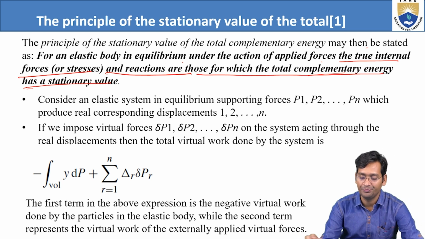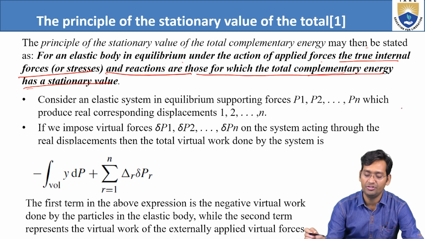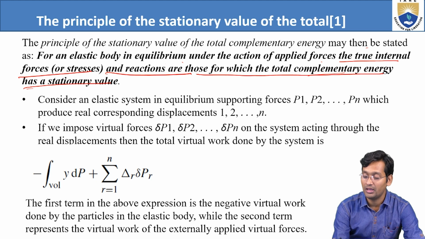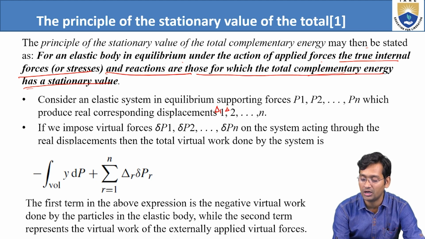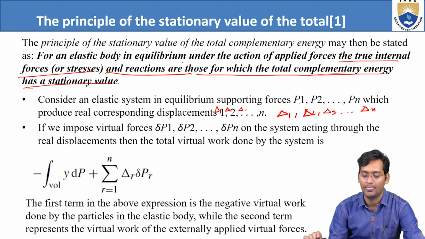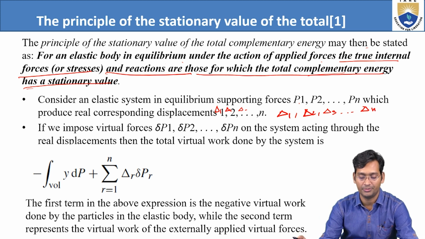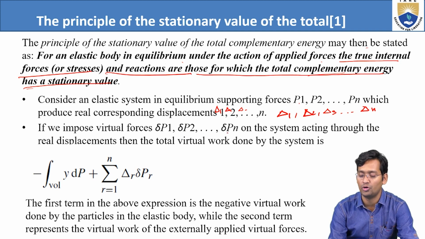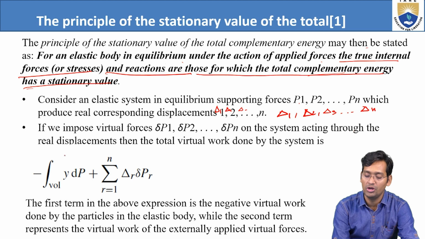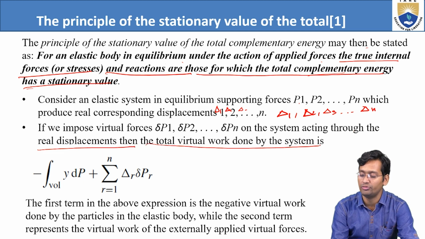Consider an elastic system in equilibrium supporting forces P1, P2, P3, and so on, which produce real corresponding displacements delta 1, delta 2, delta 3, and so on, delta n. So the real displacement at point 1 is delta 1, at point 2 delta 2, at point 3 delta 3, and so on, at point n delta n. If we impose virtual forces delta P1, delta P2, and so on, delta Pn on the system acting through the real displacement, then the total virtual work done by the system.